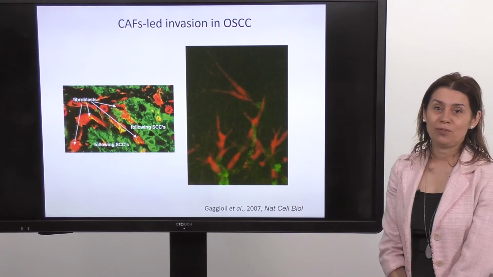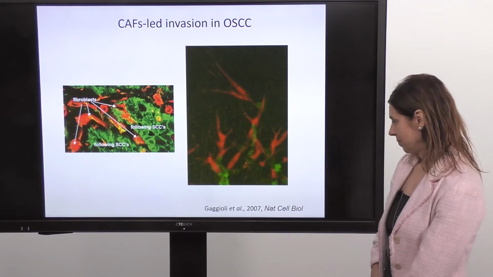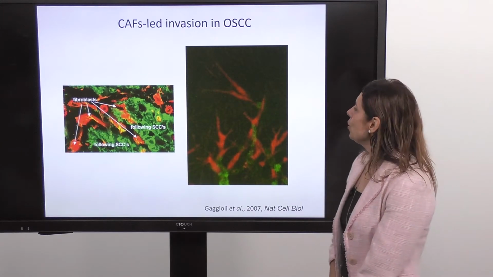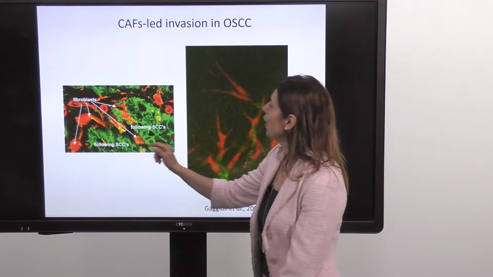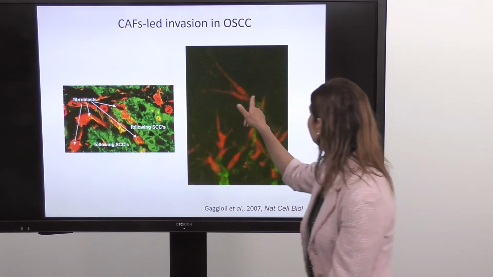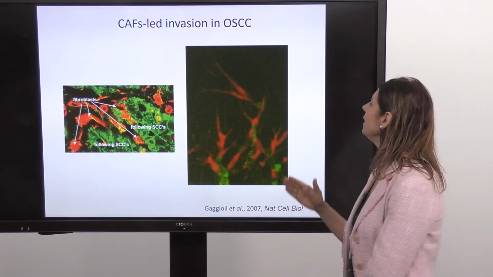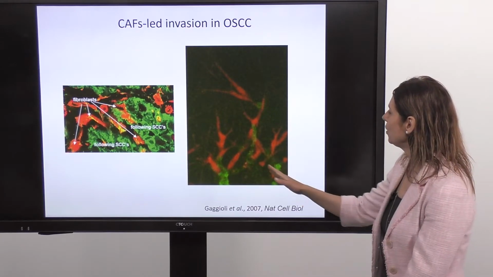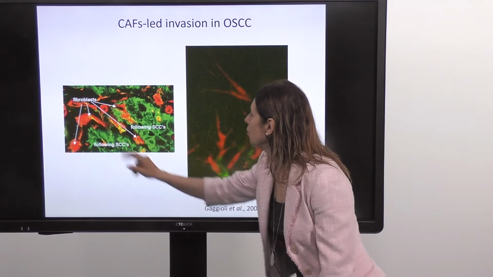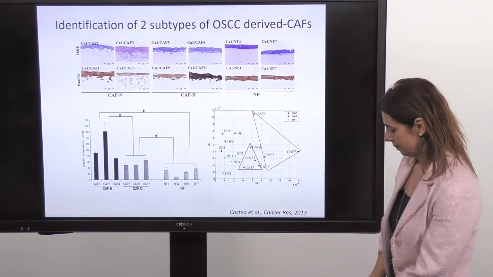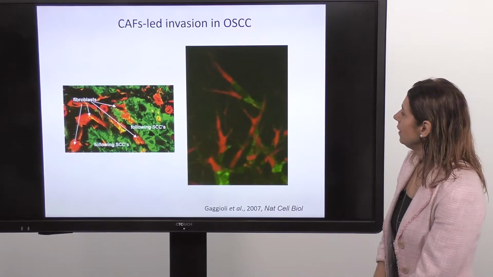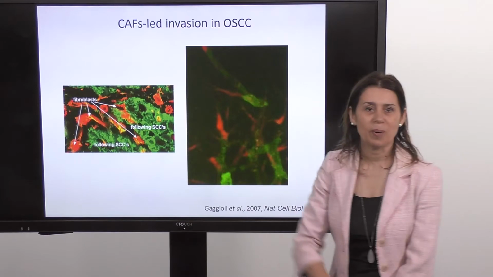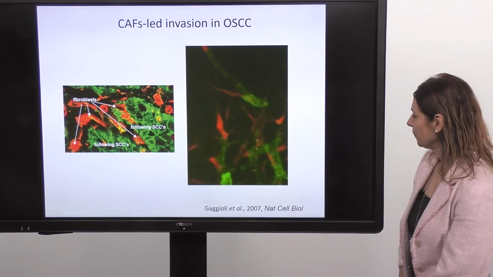At that time, when we performed this study, a very interesting paper by Gaggioli was published, which showed that fibroblasts, here marked with red, are actually the cells that are leading, that are making tunnels in the collagen gels and are leading the invasion of the cancer cells, here depicted with the green. So here is a movie showing a red fibroblast moving ahead and followed by a green cancer cell.